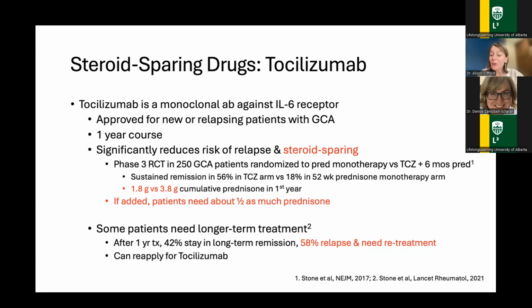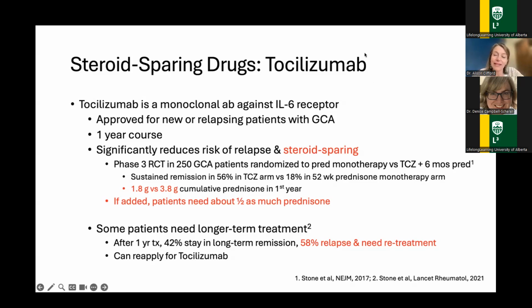So a new GCA or a relapsing patient would qualify for tocilizumab, and it's usually approved for a 1-year course. And it was approved this way because there's a large trial showing that when you add tocilizumab to prednisone, it allows us not only to significantly reduce the risk of relapse, but really importantly, it shows really nice steroid sparing. And so usually what I quote to patients, it doesn't mean that people get away with no prednisone, but in general, most patients will get away with about half as much prednisone. So most people will come off of it by 6 months instead of that 12 to 18 month mark, which is still a really good outcome, I think.